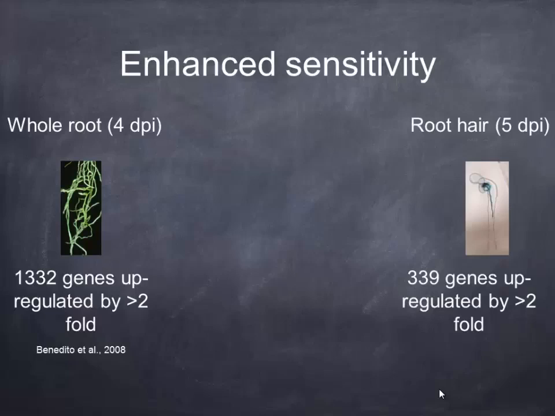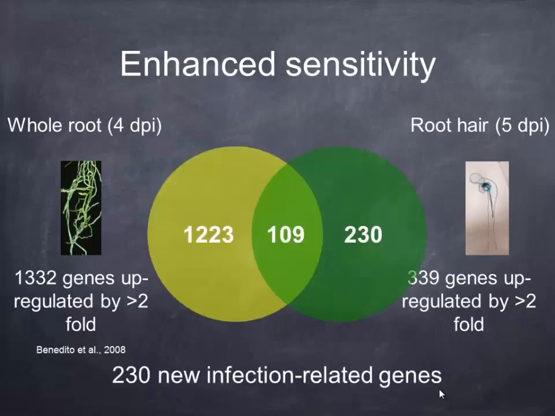And when we compared our closest time point, the 5 dpi root hair, with the elongating threads, we saw much fewer genes upregulated. But when you actually compare these lists of genes, there's 109 core genes, this is all normalized together, but we actually get 230 new infection-related genes from looking at the root hair. So this we wanted to narrow down.